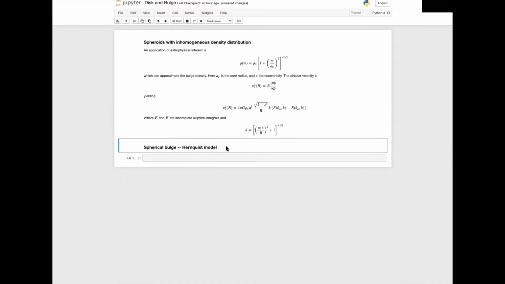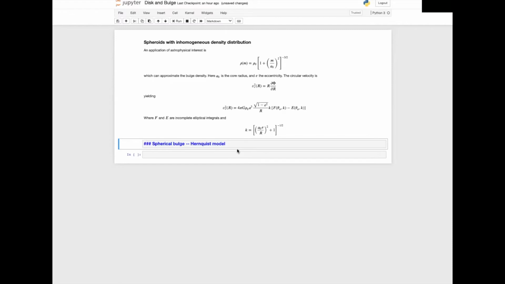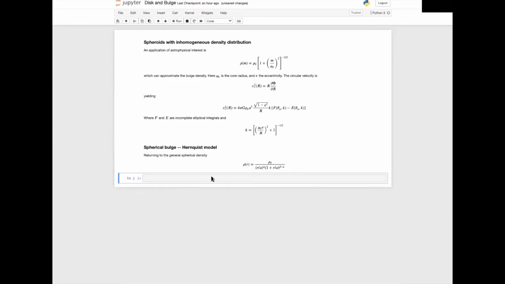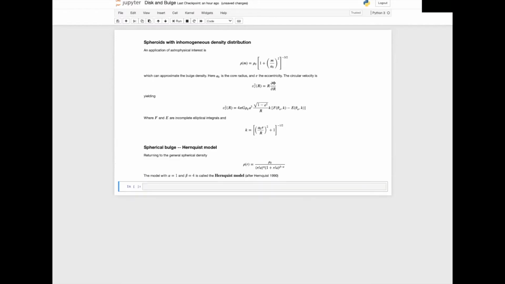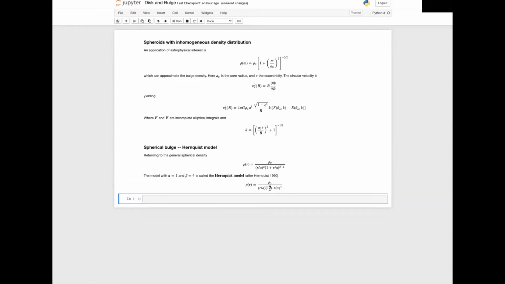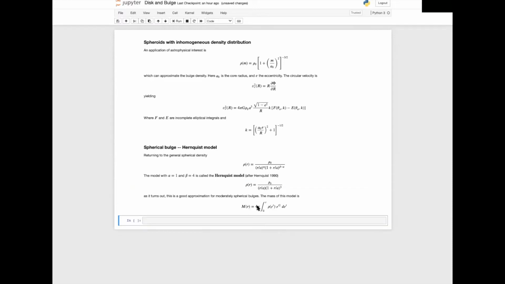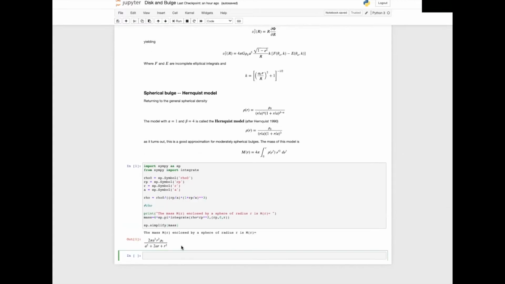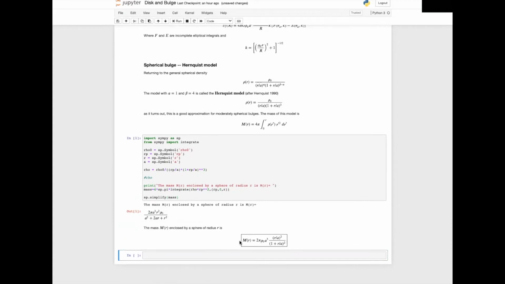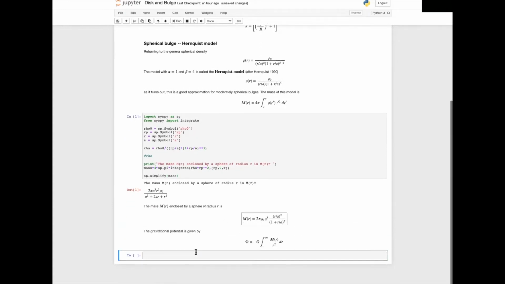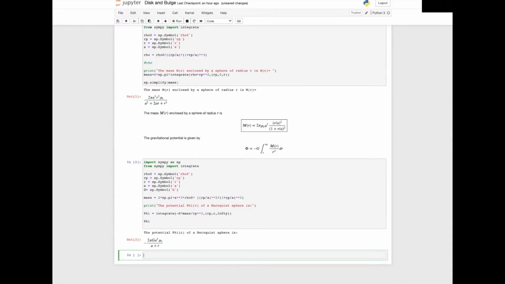If we return to the general spherical density, the model with alpha equal 1 and beta equal 4 is called the Hernquist model, which leads then to this density, which turns out is a good approximation for moderately spherical bulges. Now, the mass of this model is given by the integral of the density, which we can solve in closed form to find this expression. So that's the mass of the Hernquist model. Now, the gravitational potential, we can integrate, and find this expression.